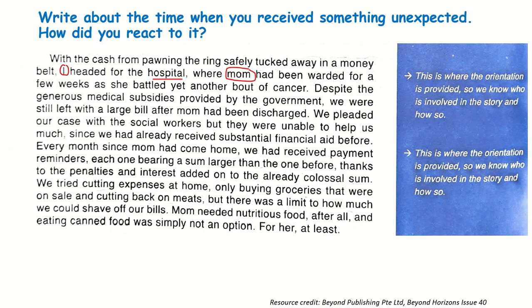Now, I want you to take a look at the show not tell technique. Instead of just saying, put the money in my money belt, you see that they say that with the cash safely tucked away in a money belt. So you can see where the money is. Next, headed for. Instead of go, went to, you say headed for someplace. The word battled means that Mom was fighting with cancer. Next, Mom had been discharged. Pleaded means like begged, with the social workers.